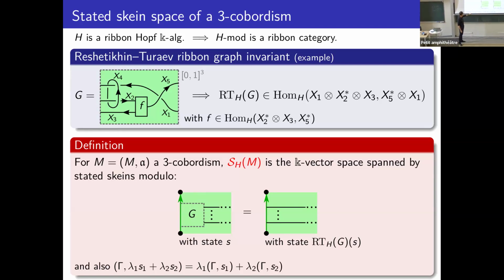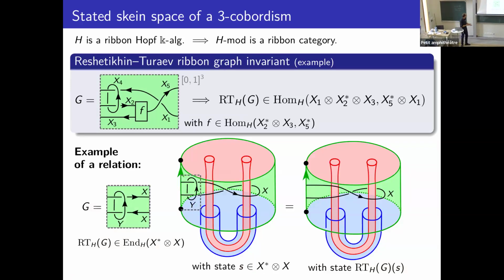And there is also some relation telling that states are linear in some sense. You want states to be linear. I think there is an example to make this clearer. So if you look at this example, for instance, you can draw this little box, which is a cube neighborhood of the arc. And then the ribbon graph that you see in this little box is this.